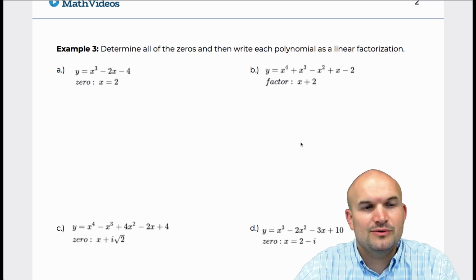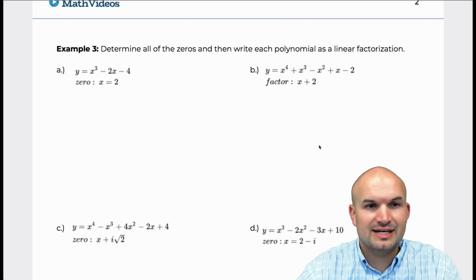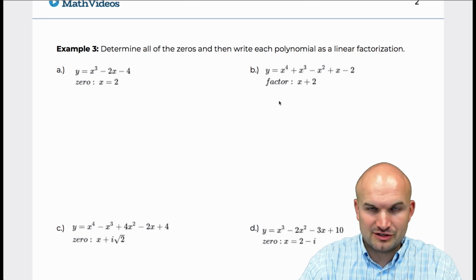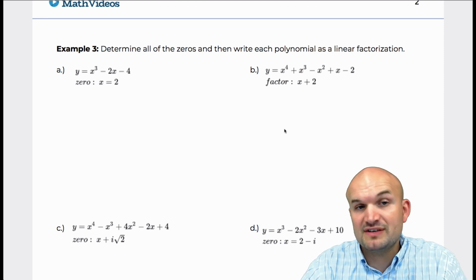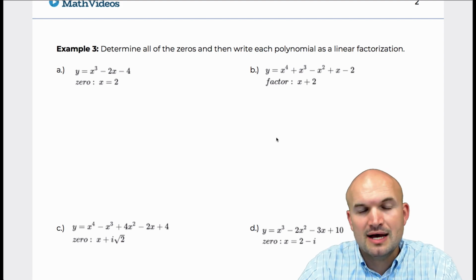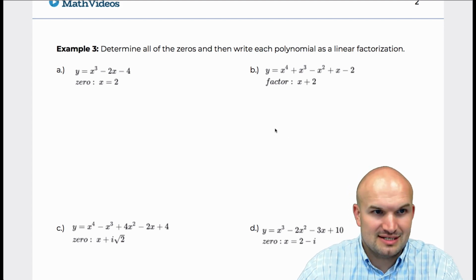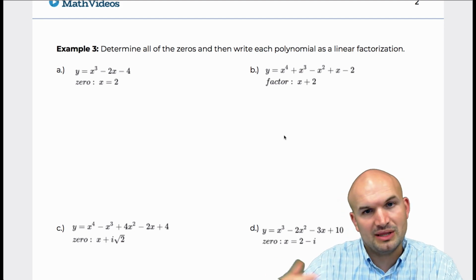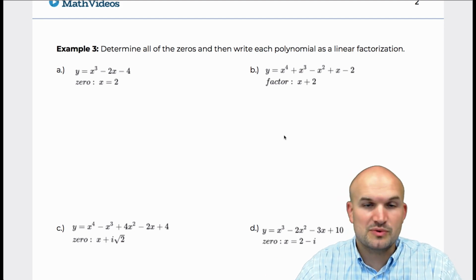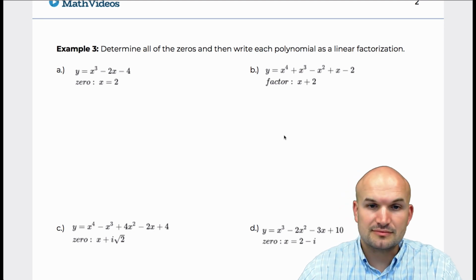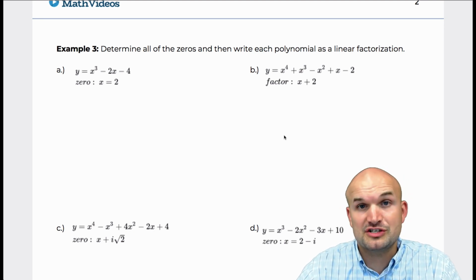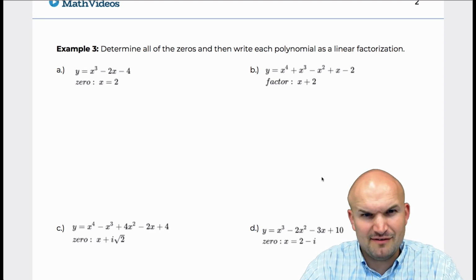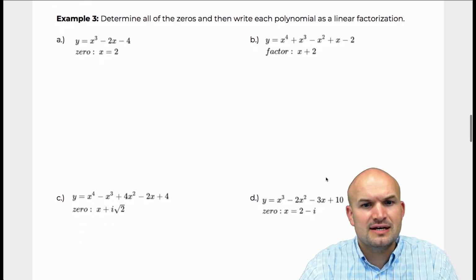Okay, so now on to example number 3, where what we're going to do is learn how to find all of the zeros and then write the polynomial as a linear factorization. So again, just like in our previous video where we were finding all the zeros, we're going to follow the same process. We're going to look into using synthetic division or long division, and then once we've applied that once, to find all the zeros, we're going to either look into factoring, applying synthetic division again, or also look into the quadratic formula. And I have a couple examples here, different zeros here.